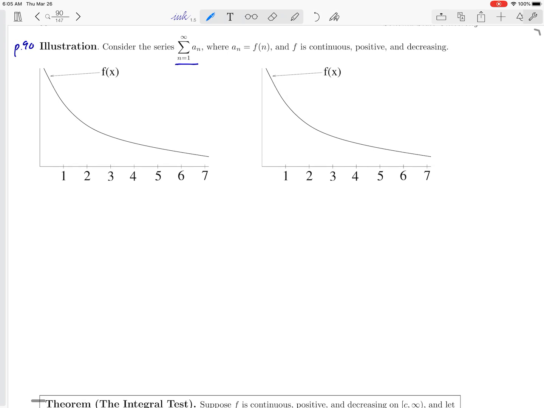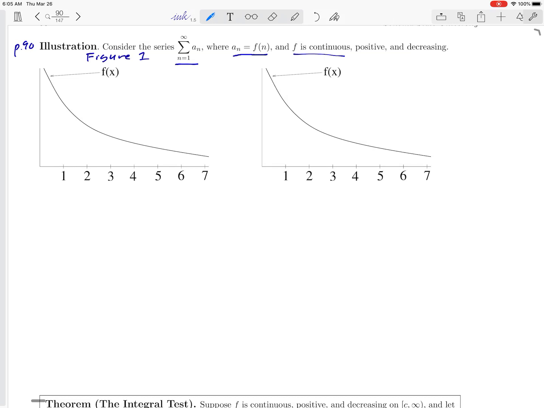So let's look at the situation that we have together. There are a few things going on here. We've got a series, we've got a function, and then we've got a relationship between the two. The formula for the series and the function are the same. That's the relationship.